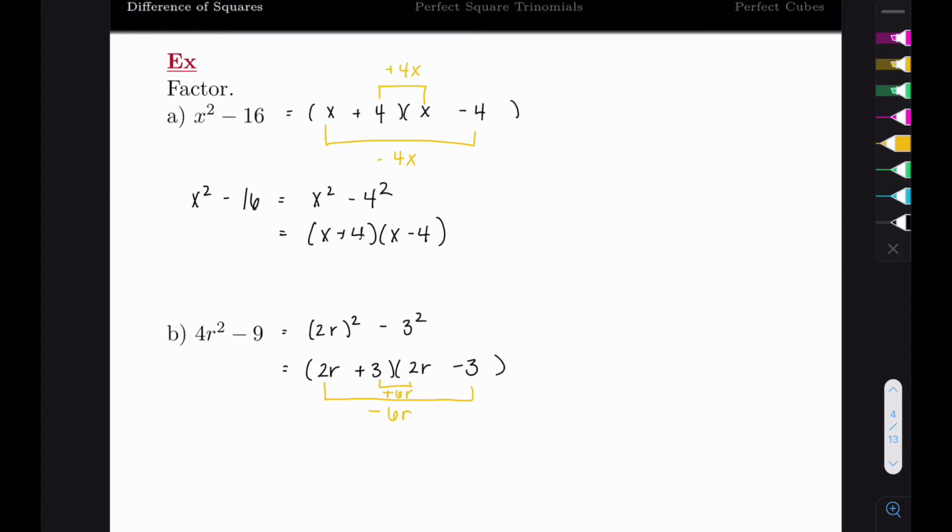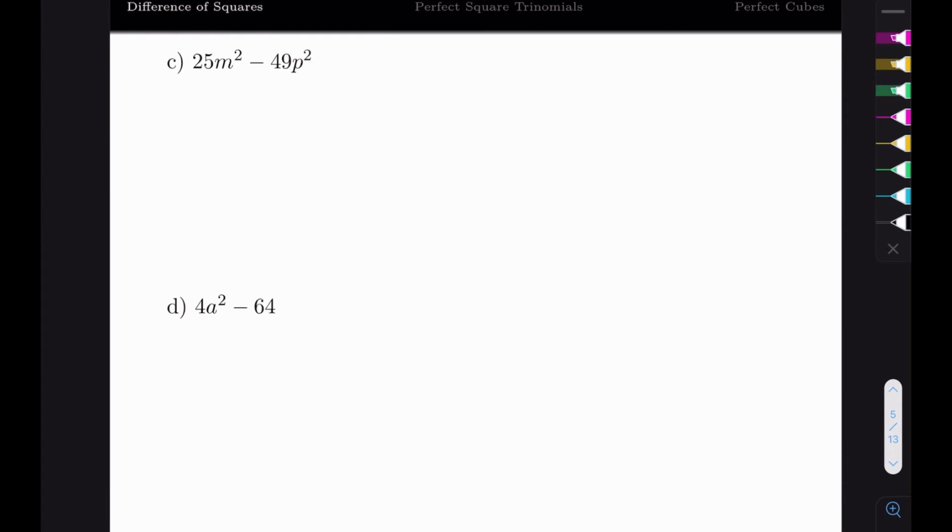The inner is plus 6r. That indeed cancels out and gives us no middle term. So that is our correct factoring. Okay. So for these other ones, I'm still going to just do this guess and check process.